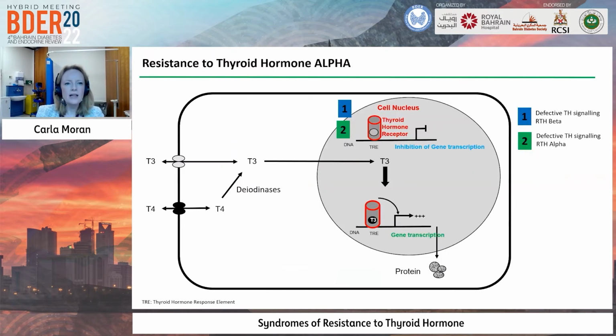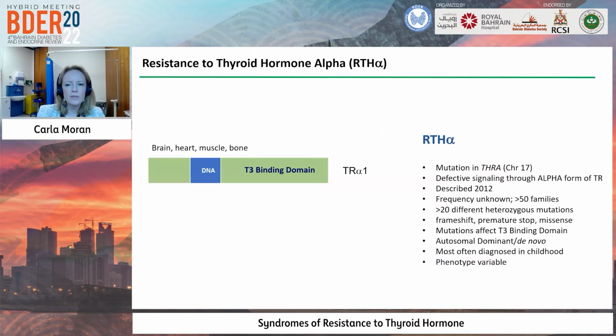So I'm going to change tack a little bit now and speak about resistance to thyroid hormone alpha. So here the level of resistance is at the thyroid hormone receptor again, but it's defective signaling through the alpha form of the receptor. These patients have a mutation in THRA, the gene encoding the alpha form of the receptor. And this condition was quite recently described in 2012.